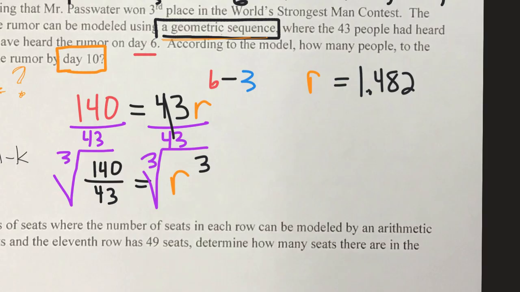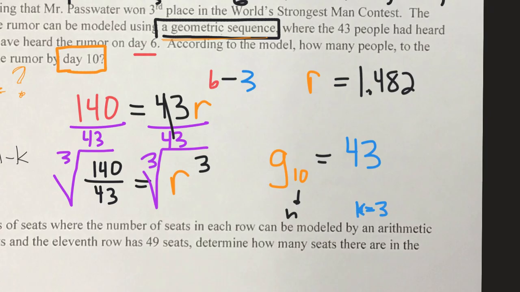So the question says, what is G sub 10? G sub 10. So that's what we're trying to figure out. That's your variable, right? The 10th one. So now our n value is 10. So when I put 43 back in here, what was the k value of 43? Right, that was the 3rd day.